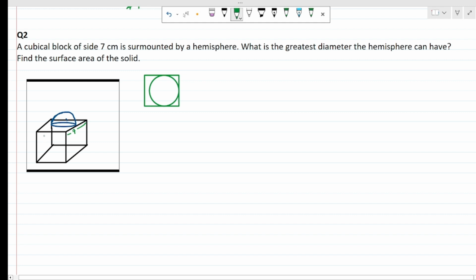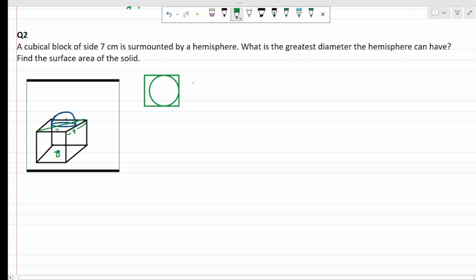Now you can clearly see in the picture that it is only the curved surface area of the hemisphere, whereas for the cube, the top as well as the bottom are added. That means you will use the total surface area of the cube on which it is surmounted by the hemisphere. So the diameter of the hemisphere will be equal to the length of the cube.